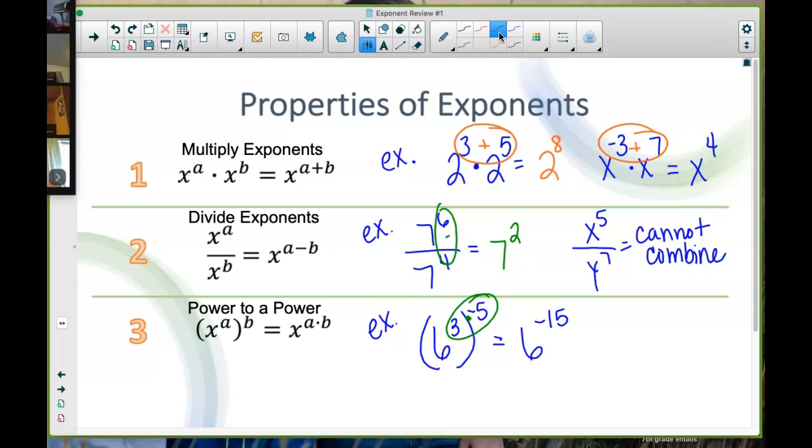Another example might be y to the 3rd power to the 9th power. That would be y to the 27th power, because 3 times 9 is 27.